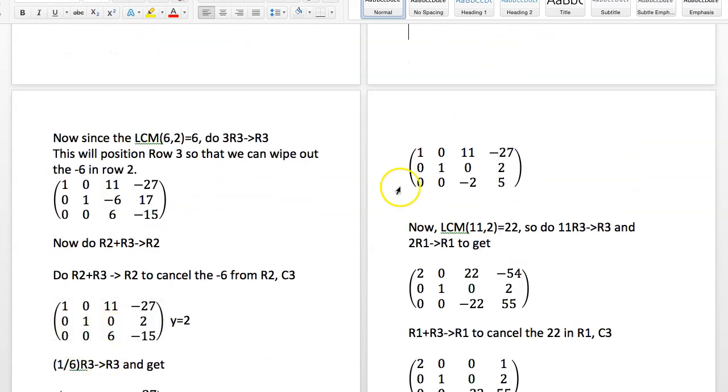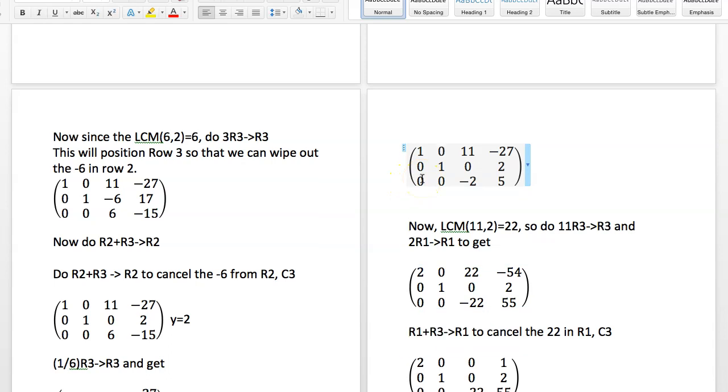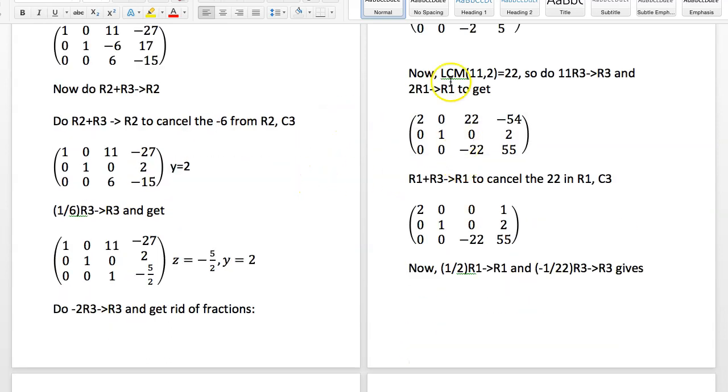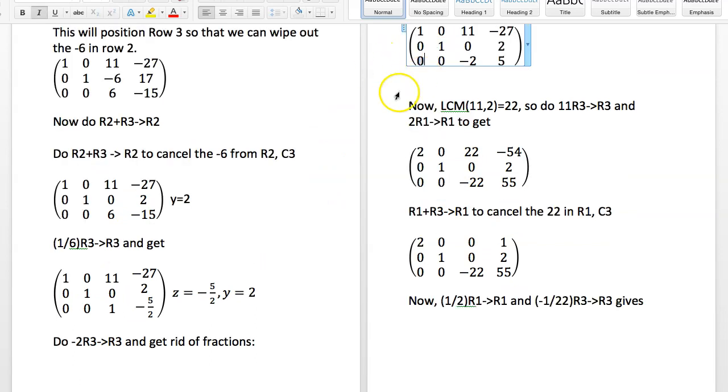I'm gonna multiply by 2 again. Actually, I'm gonna do neg 2 this time. I'm gonna multiply row 3 by neg 2, and I'm gonna get 0, 0, neg 2, pos 5, just changing the signs.